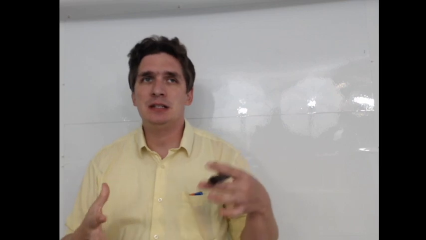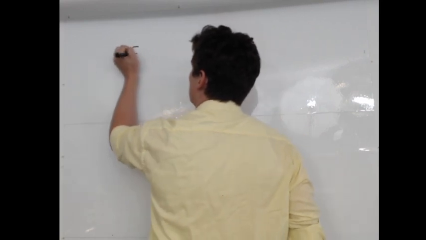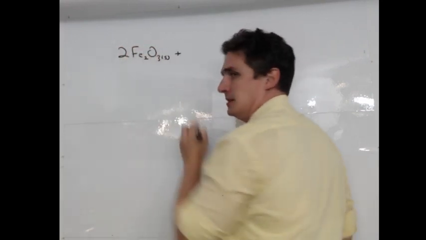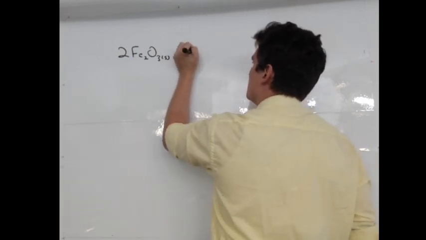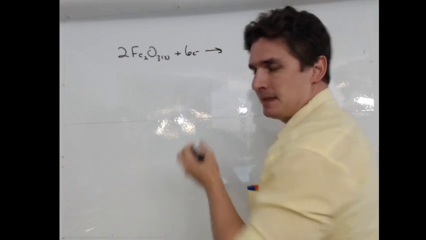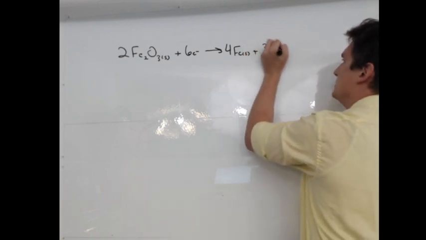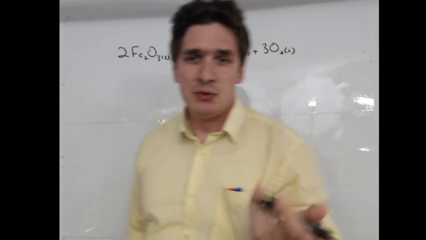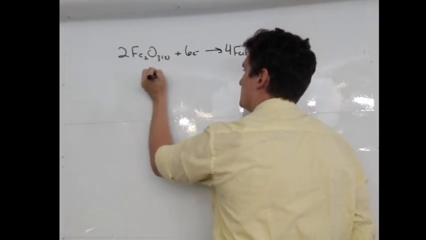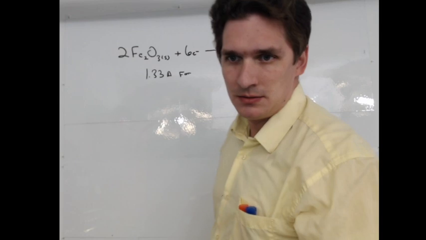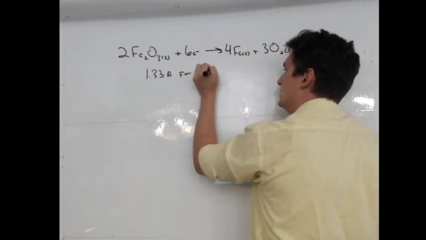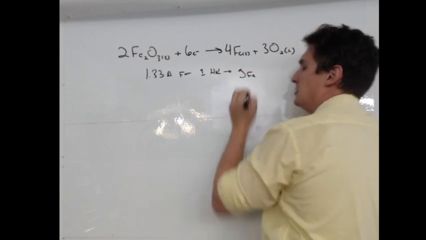So the discussion board today is the idea of electroplating and basically how much material reacts. So the problem itself: 2Fe2O3 solid plus 6 electrons goes to 4 iron atoms plus 3 oxygen molecules. And the question is, if we pass 1.33 amps for 1 hour, we want to know how many grams of iron are plated out.